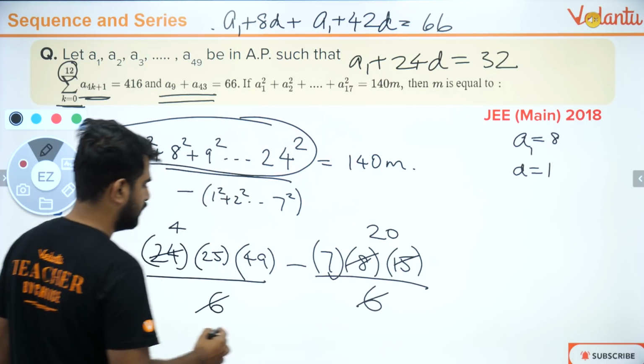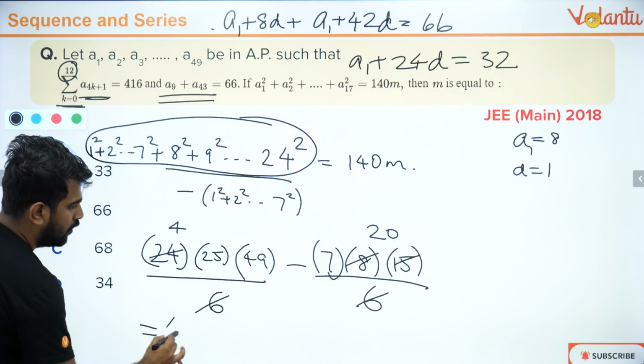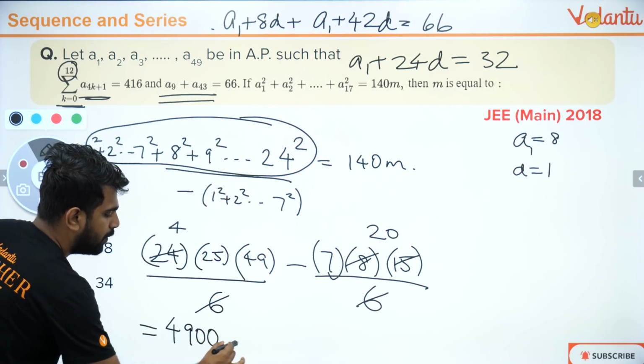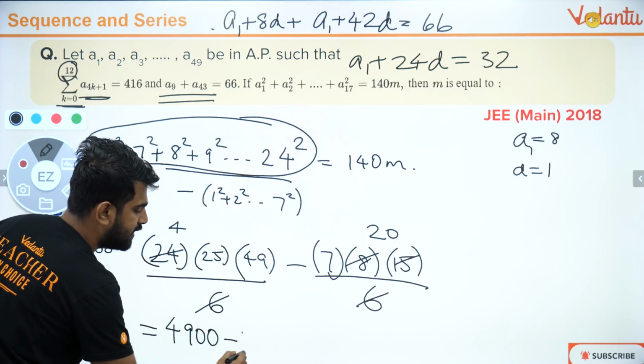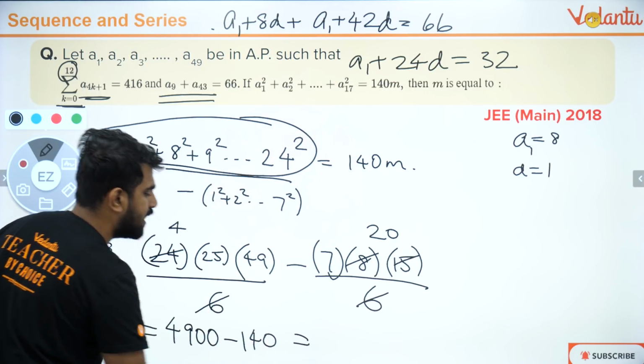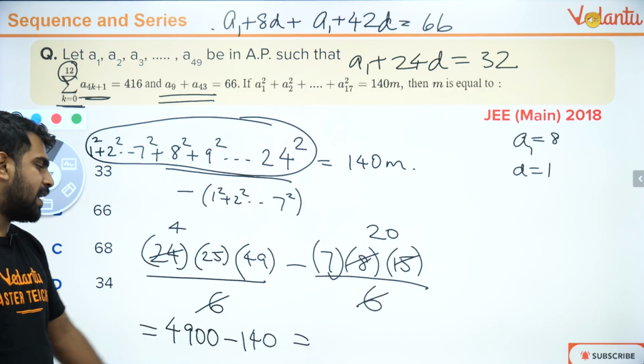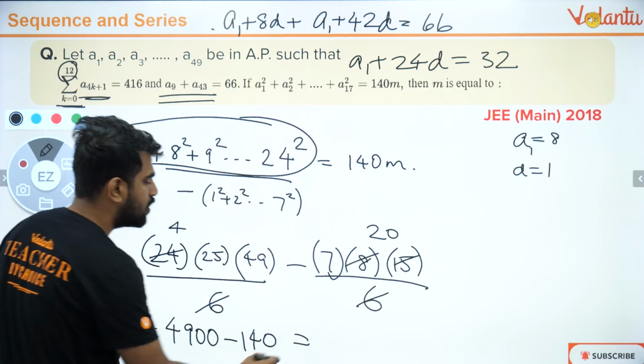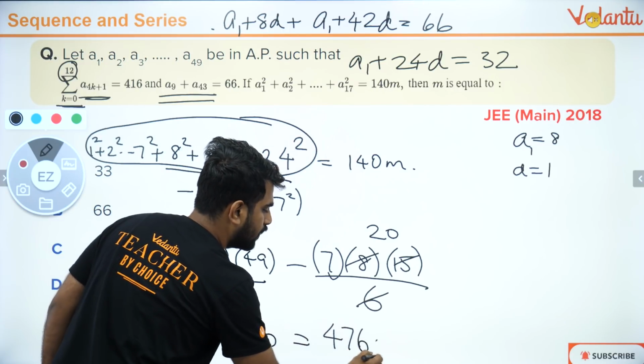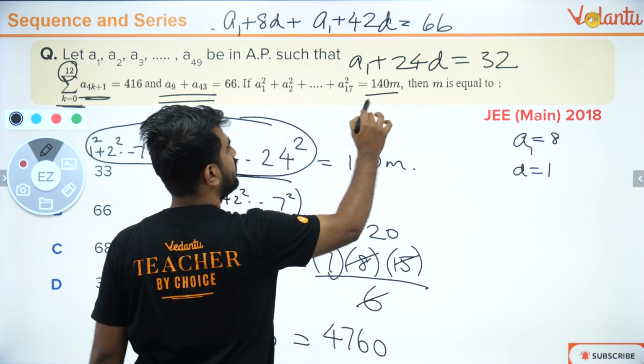120 will go 20 times. So what will this be? 4900 minus 7 into 20 is 140. So how much is that? Can you guys figure it out? That will be the answer. So 4900 minus 140 will be 4760. So 4760 is your 140m.